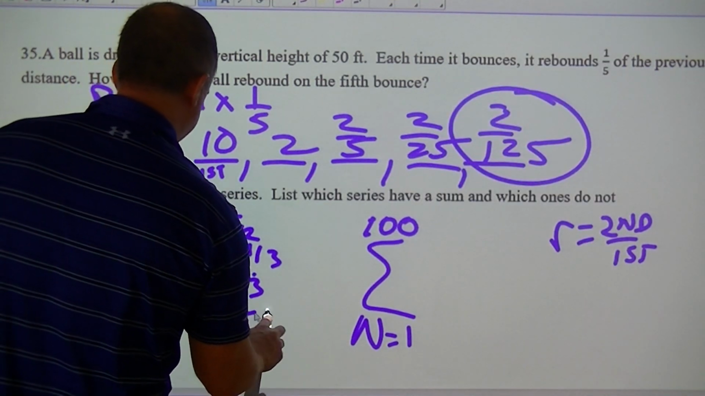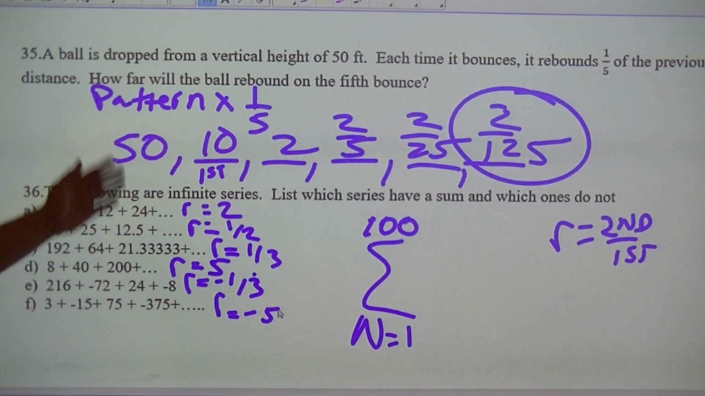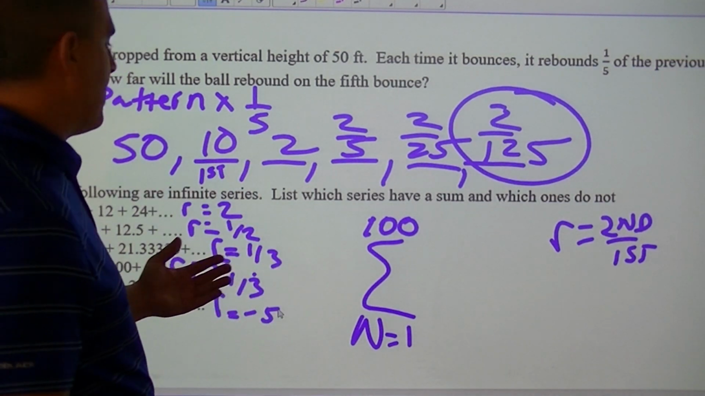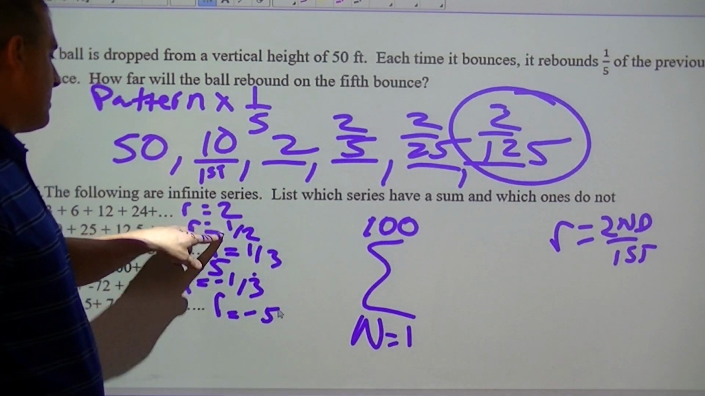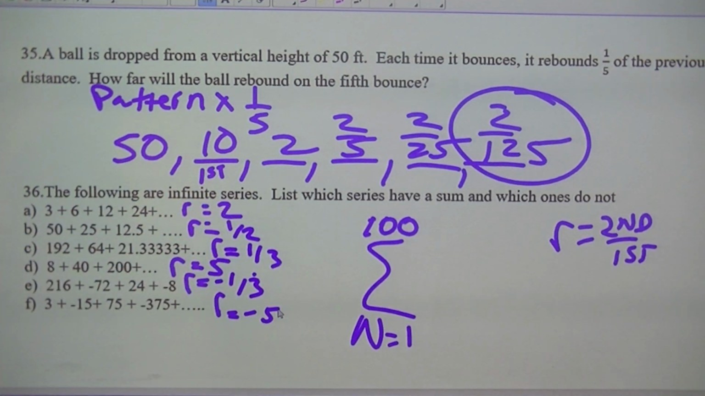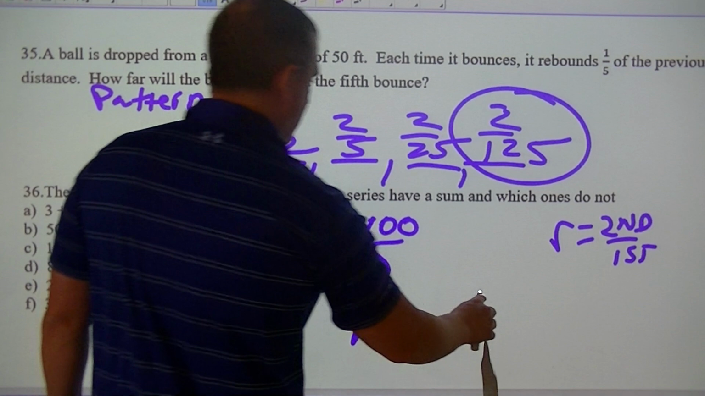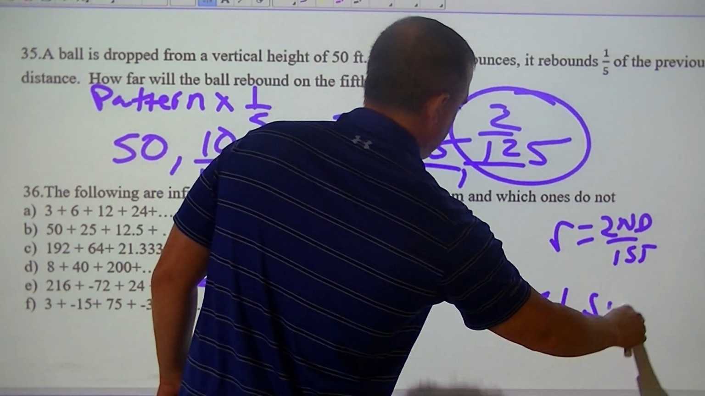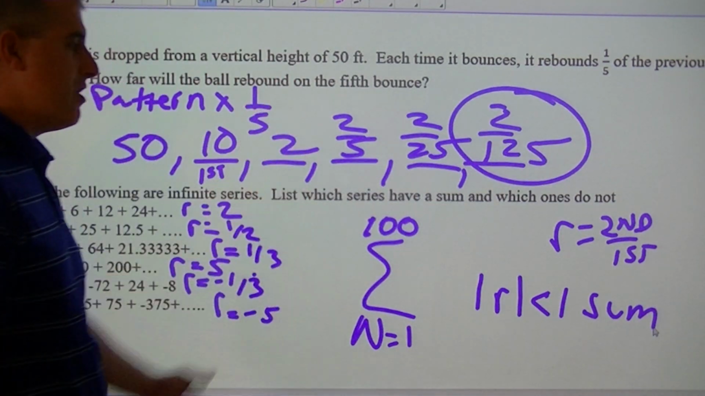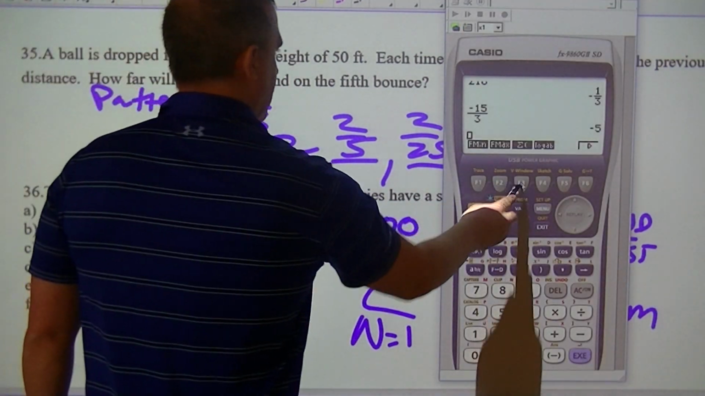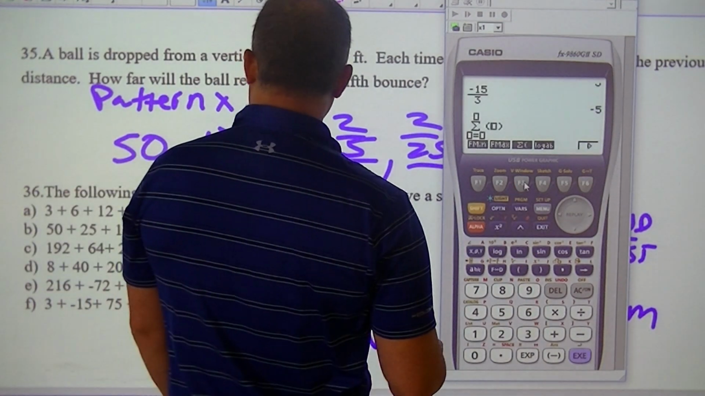Okay, now, if you look at the rates, if you took the absolute value, anything less than 1 would be a sum. So this would be a sum, this would be a sum, this would be a sum. These are not going to be, okay? So there's two ways of doing it. If you take the absolute value, if it's less than 1, it's a sum. Obviously, all other situations are no sum, all right? The other way you could do it is just put it into the calculator. Show you a quick way of doing this.